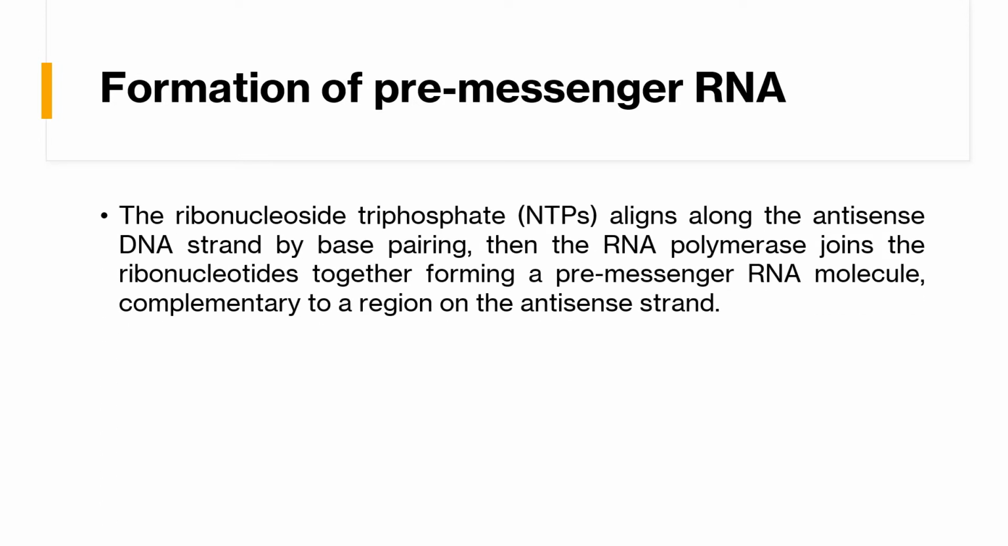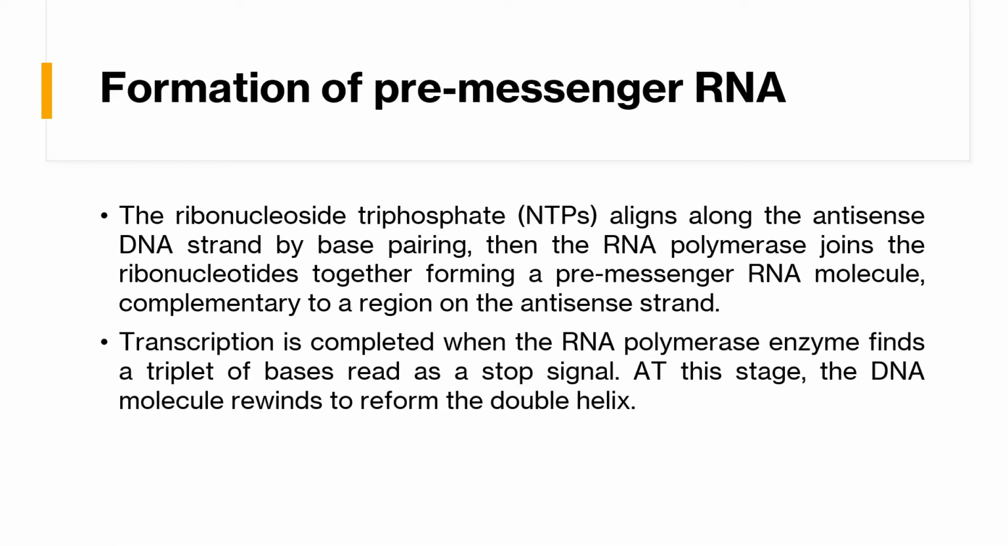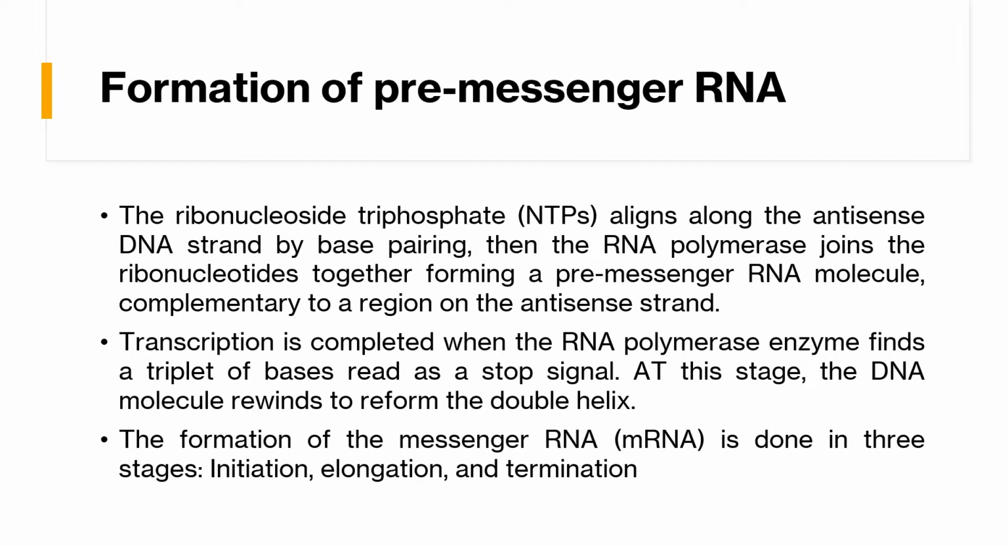The ribonucleoside triphosphates, or NTPs, align along the antisense DNA strand by base pairing. Then the RNA polymerase joins the ribonucleotides together, forming a pre-messenger RNA molecule complementary to a region on the antisense strand. Transcription is completed when the RNA polymerase enzyme finds a triplet of bases read as a stop signal. At this stage, the DNA molecule rewinds to reform the double helix. The formation of messenger RNA is done in three stages: initiation, elongation, and termination.